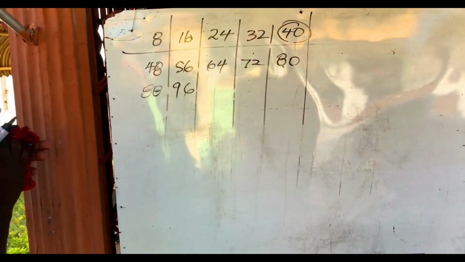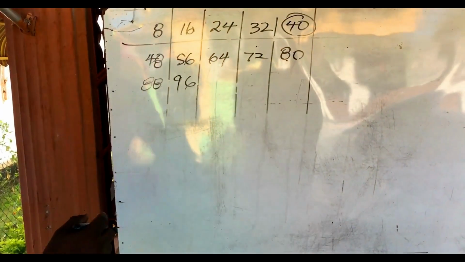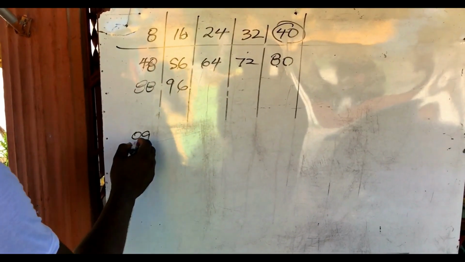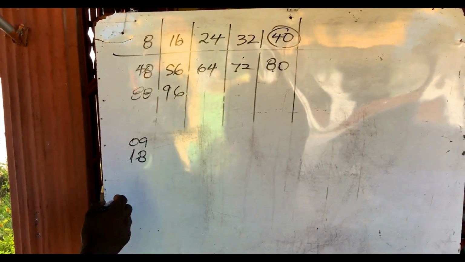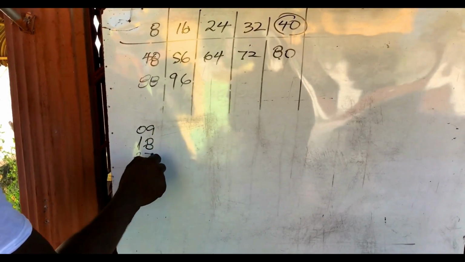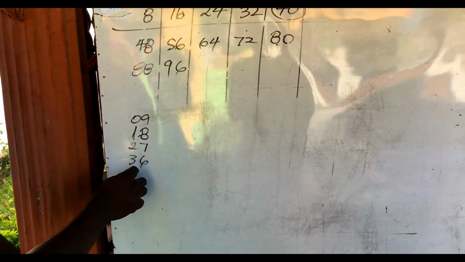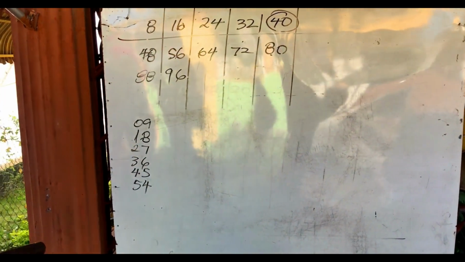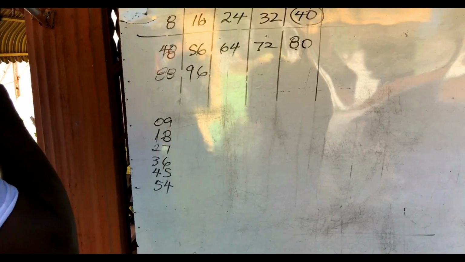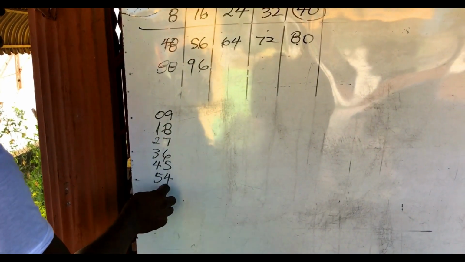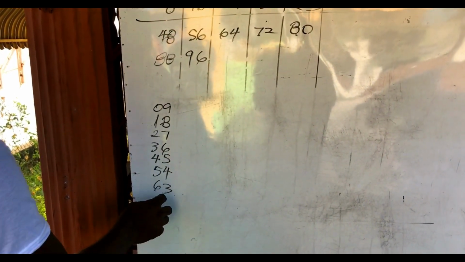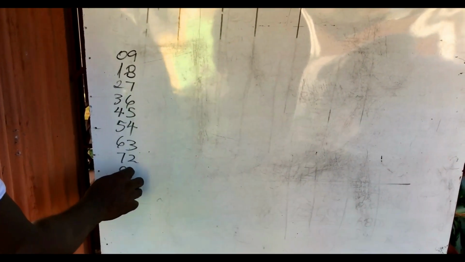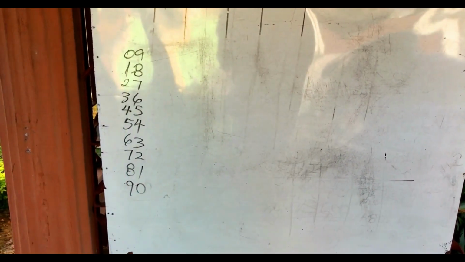For our 9 times, please look at this carefully. Now 9 ones is 9. I can write it like this. 9 twos is 18. Each time we're adding 9. Now 9 threes is 27. 9 fours is 36. 9 fives is 45. 9 sixes is 54. 9 sevens is 63. 9 eights is 72. 9 nines is 81. And 9 tens is 90.